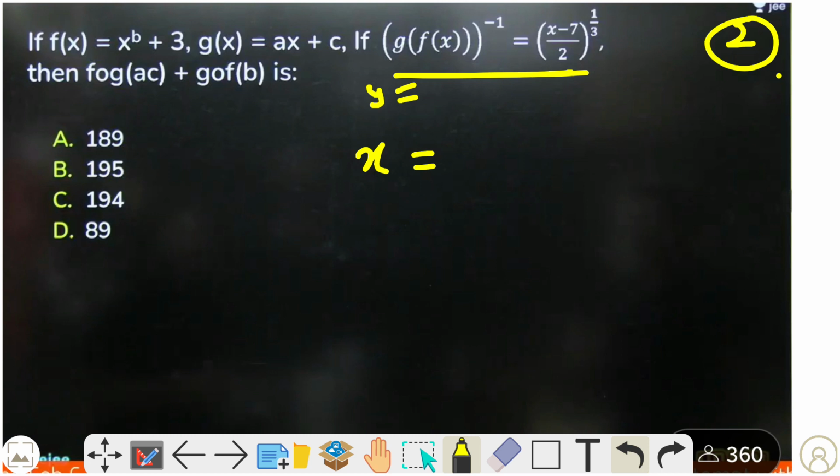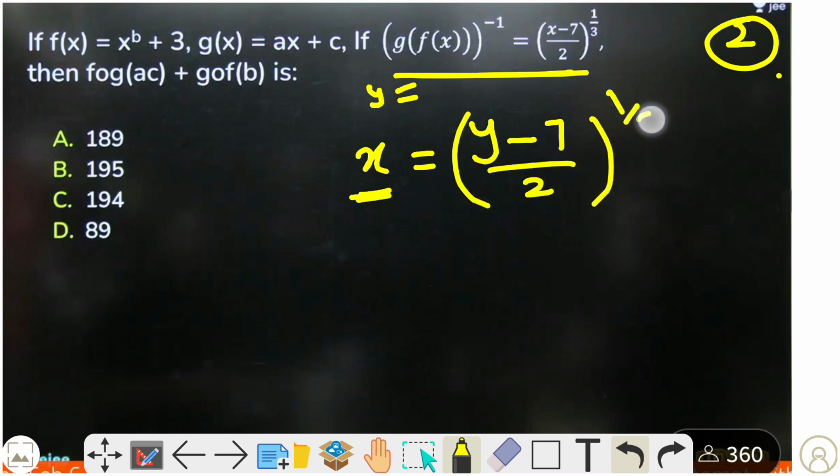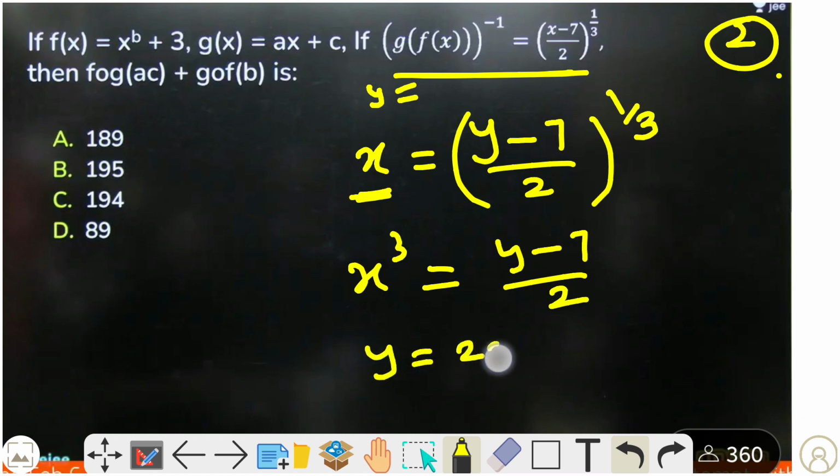So I'm going to take y equal to x, so that I just write x here, and then here y minus 7 divided by 2 whole power 1 by 3. Okay, so you have to take the power cube. We have to take cube, x cube, and the cube root will cancel, so y minus 7 divided by 2. So y equal to 2x cube plus 7, because the 2 goes to the other side, so 2x cube plus 7. So this is my y.